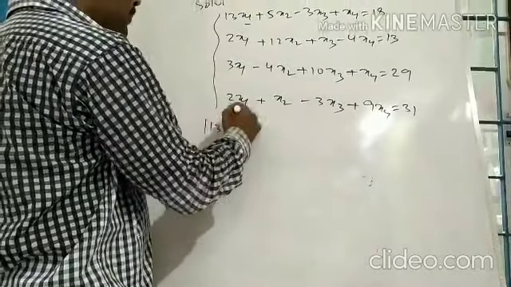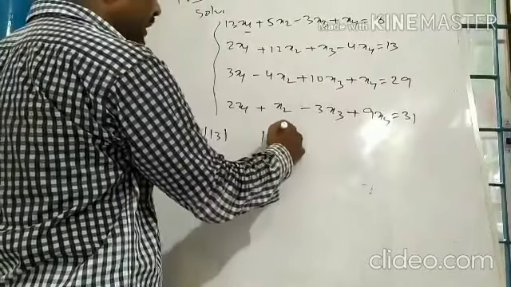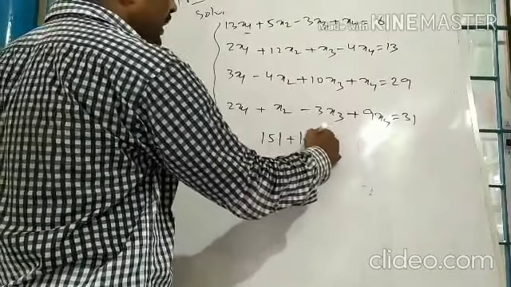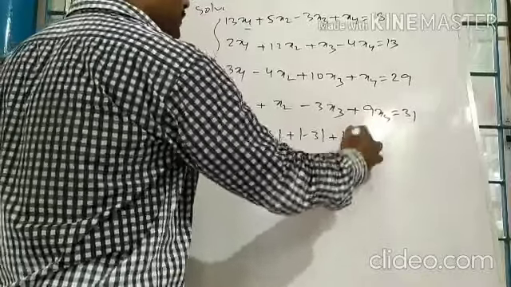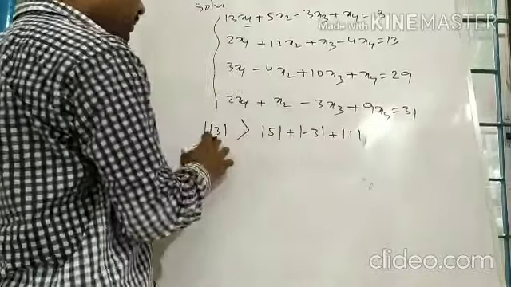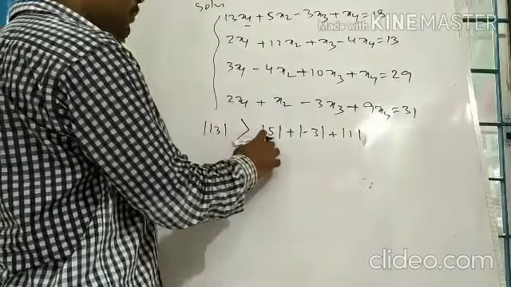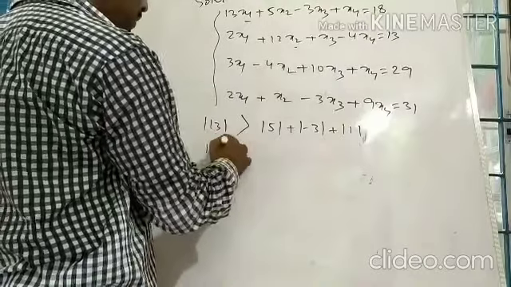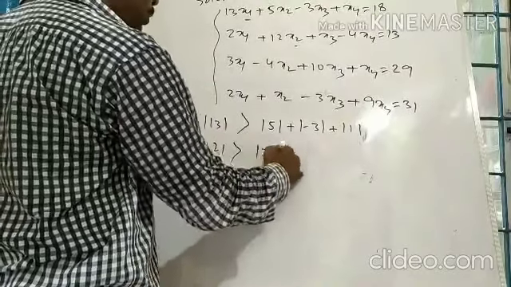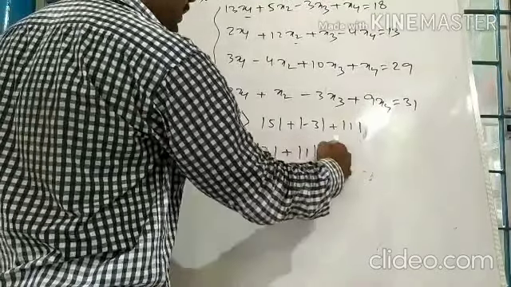Okay, and then coefficient of x2 is 5. So mod 5 plus mod 3 plus mod 1. Now 13 mod 13 is greater than mod 5 plus mod 3 plus mod 1. Next, coefficient of x2, mod 12 is greater than mod 2 plus mod 1 plus mod minus 4.